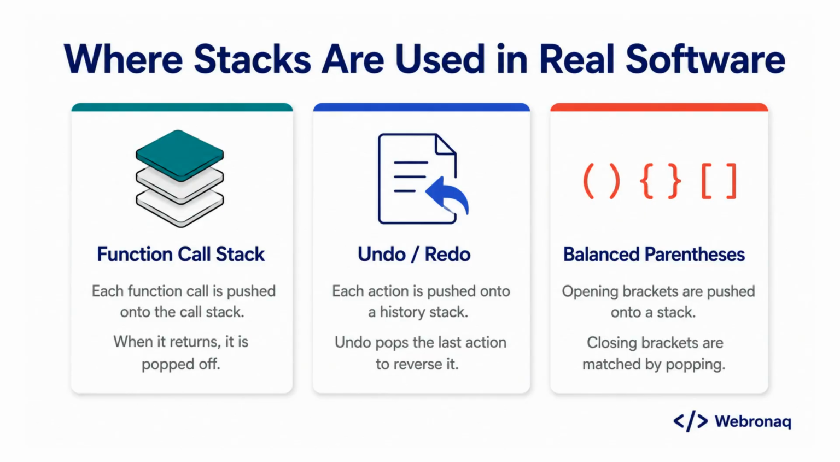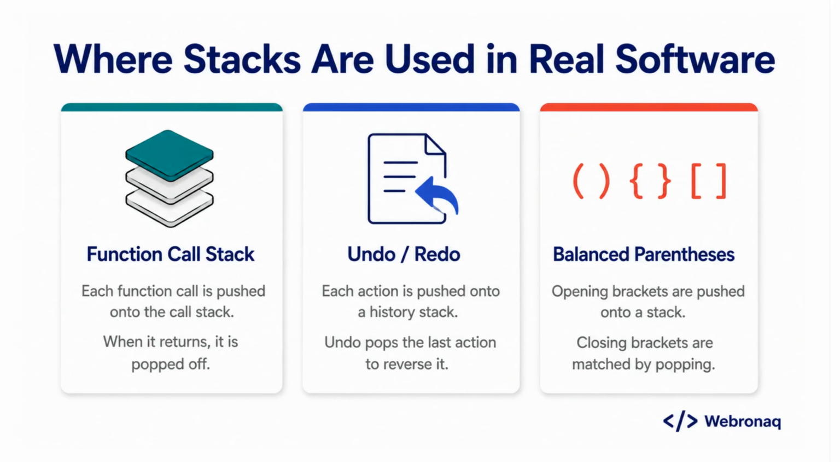Second, undo and redo. Applications like text editors push every action onto a history stack. Pressing undo pops the last action and reverses it. Third, balanced parentheses checking. When a compiler reads your source code, it pushes every opening bracket onto a stack. Each closing bracket is matched by popping. If the stack is empty at the end and every pair matched, the expression is balanced. 3 very different problems. 1 elegant solution. Coming up, we will tie everything together with a clean summary.